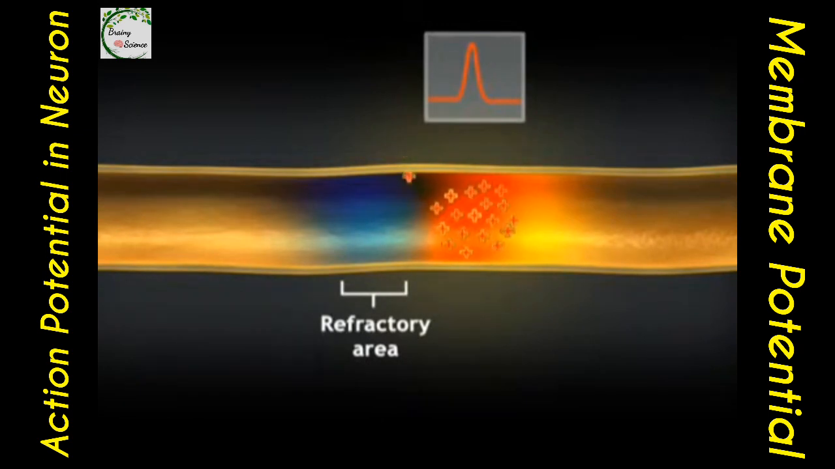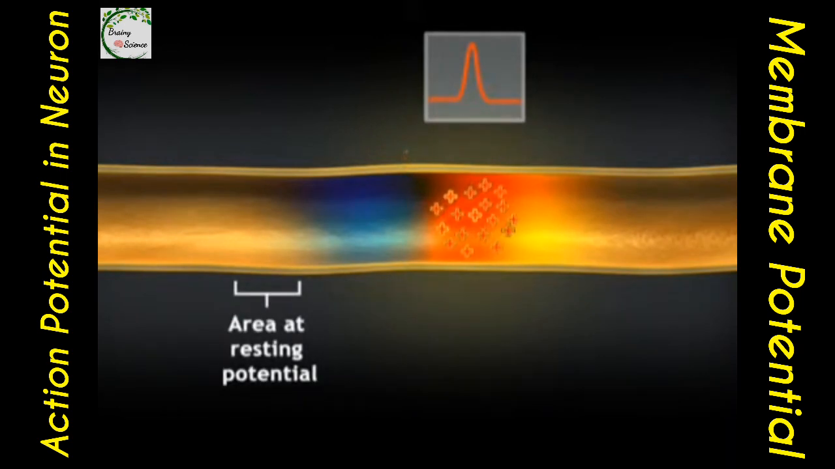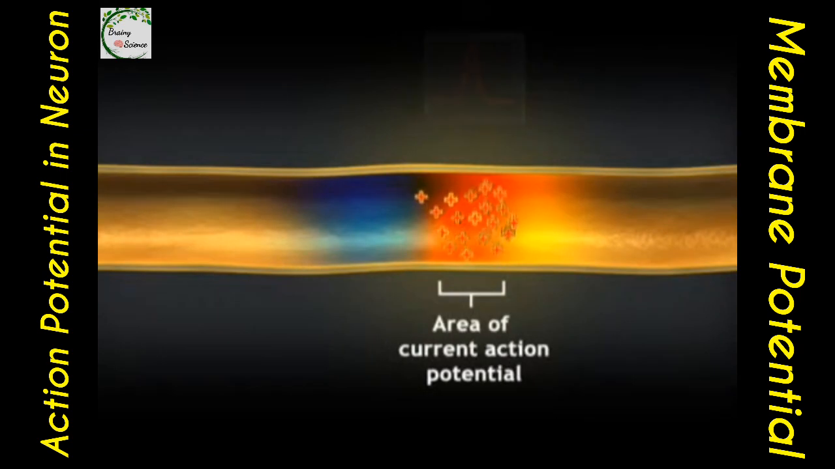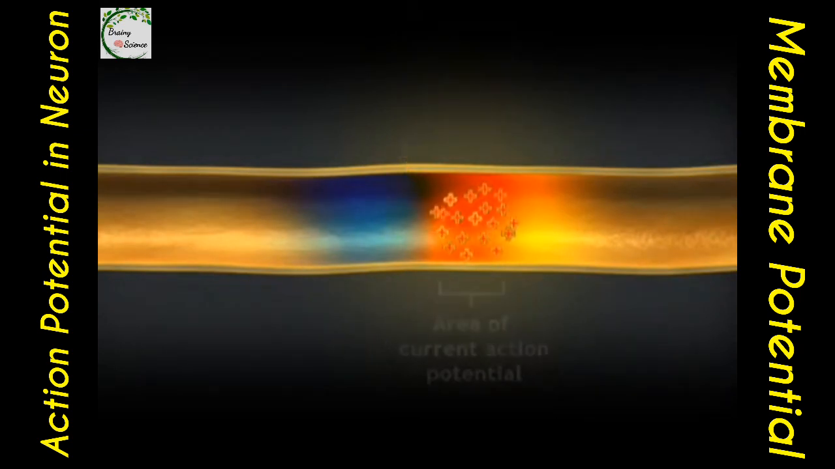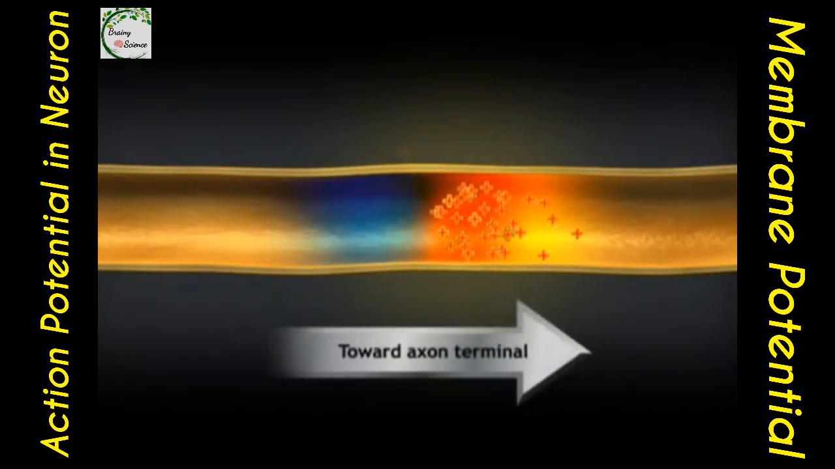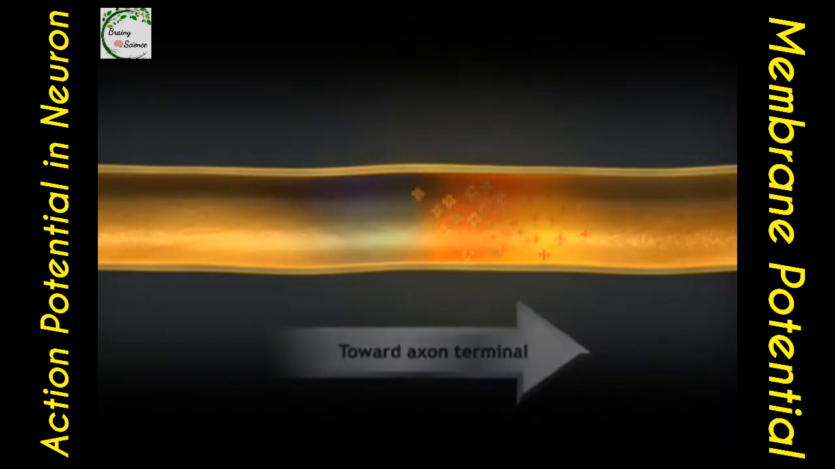The area of the membrane that fired 2 milliseconds ago has now returned to its resting potential, but it is too far away to be influenced by the current action potential. In this way, the action potential migrates, like the fire on a fuse, toward the axon terminal, where it is delivered to another neuron. Now let's watch the whole process at high speed.